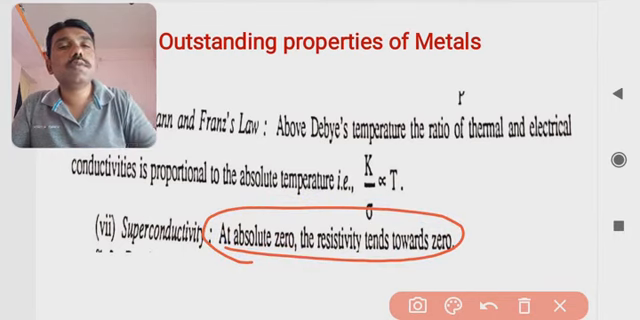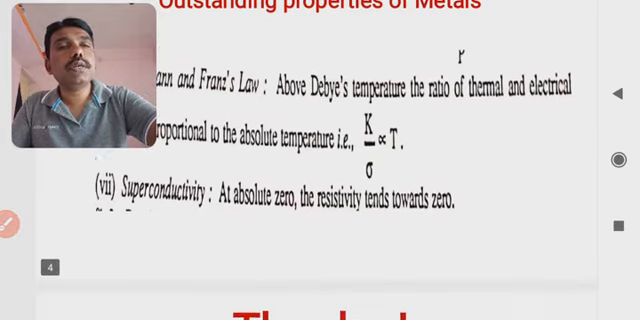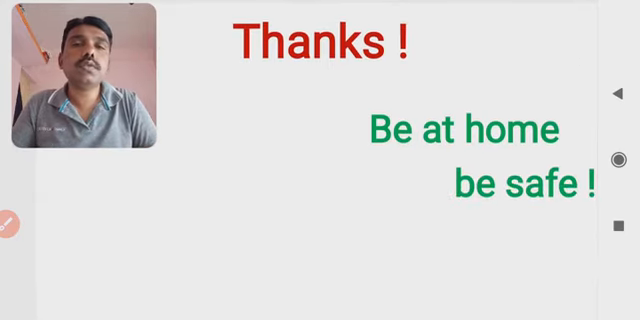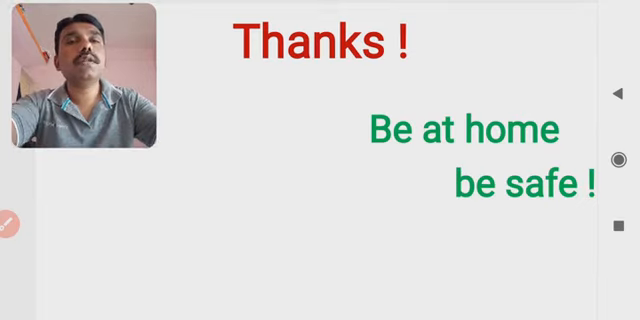This is another property of metals. So these are the important parameters or properties of metals. We can see any type of metal shows these properties, and that's why they are called the outstanding properties of metals.